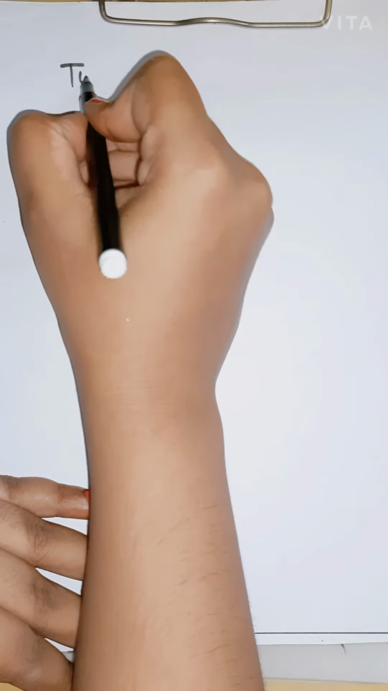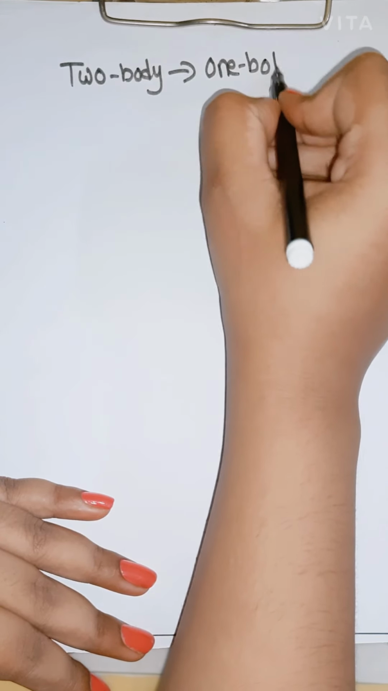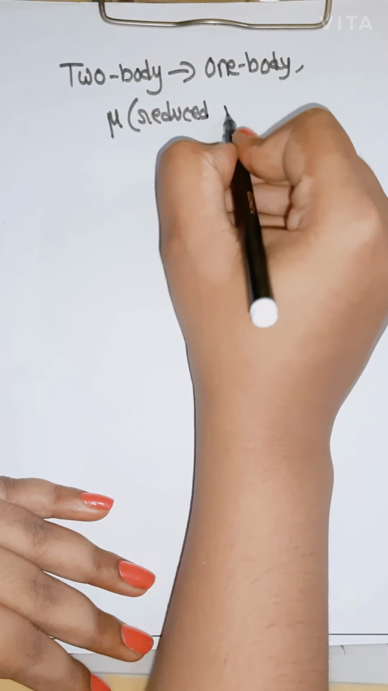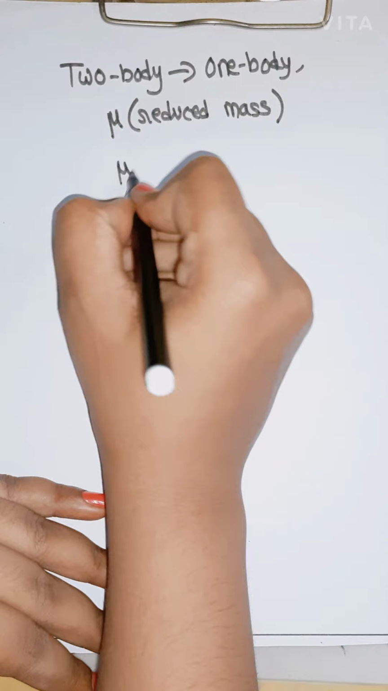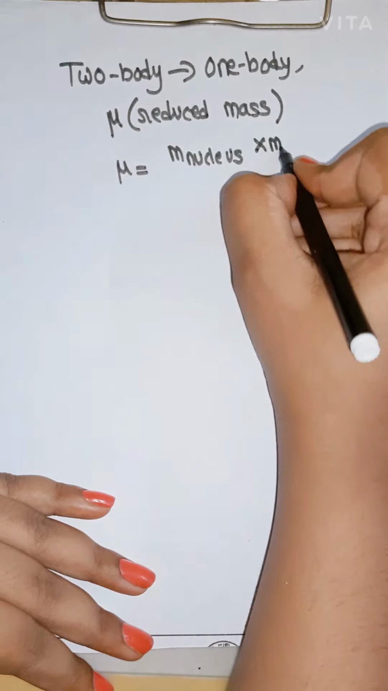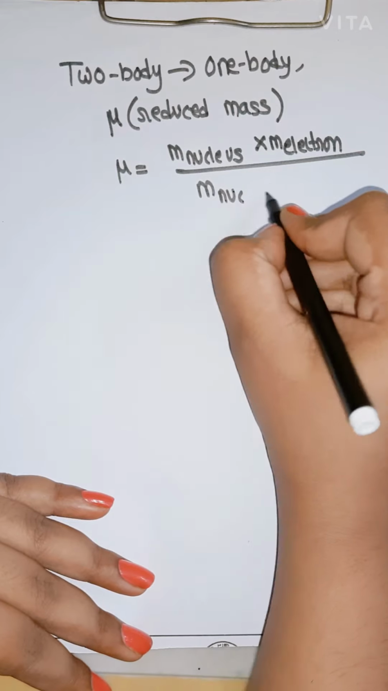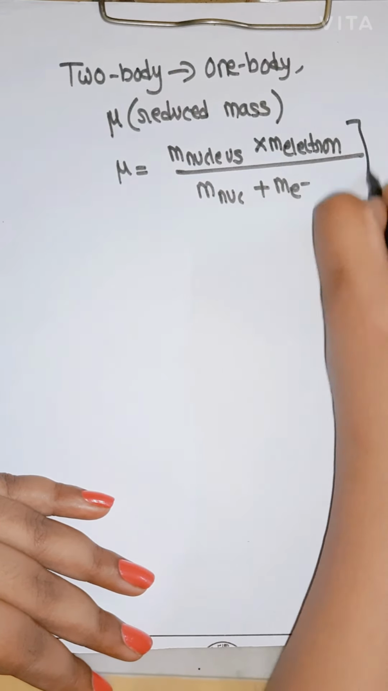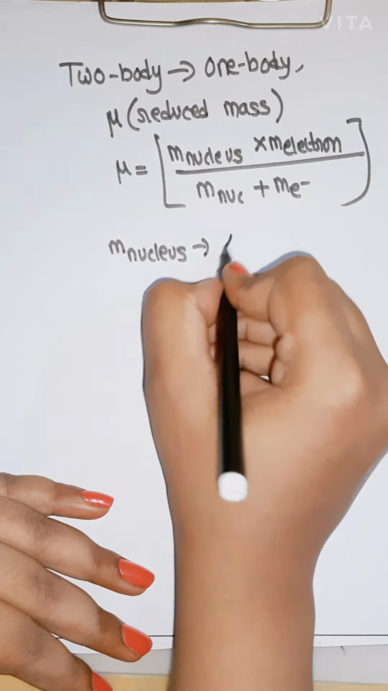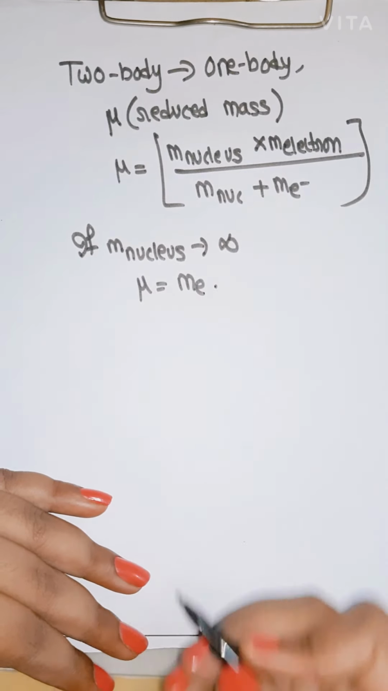If we have a two body problem and we want to convert it into a one body problem, we will have to introduce the concept of reduced mass, denoted by mu. Therefore the reduced mass will be equal to the mass of the nucleus times the mass of the electron, by m nucleus plus m electron, where m nucleus tends to infinity. If so, then mu is equal to m electron.